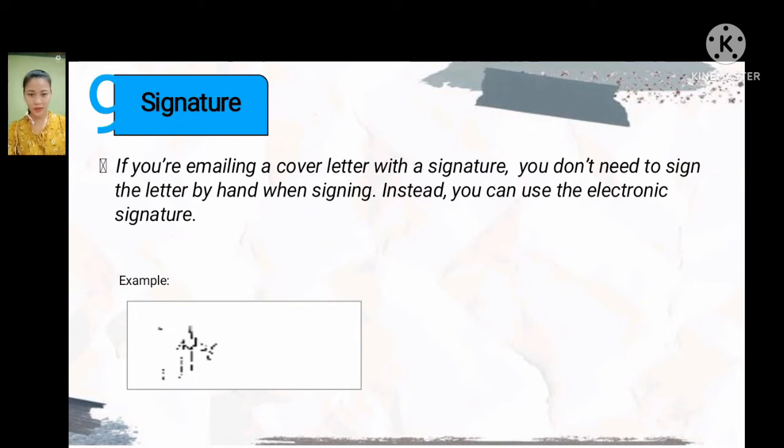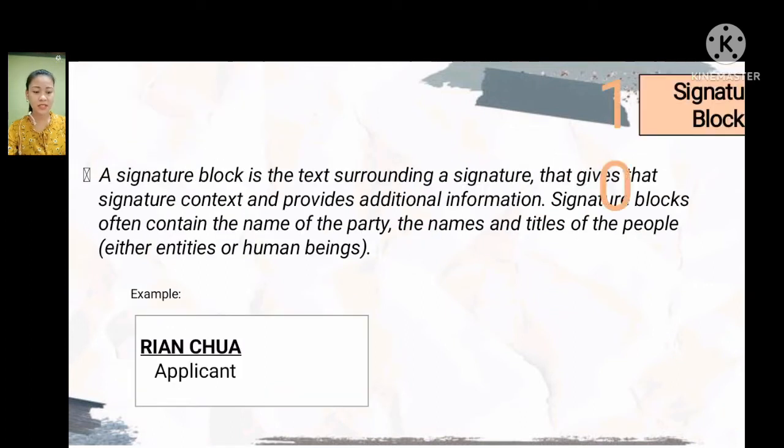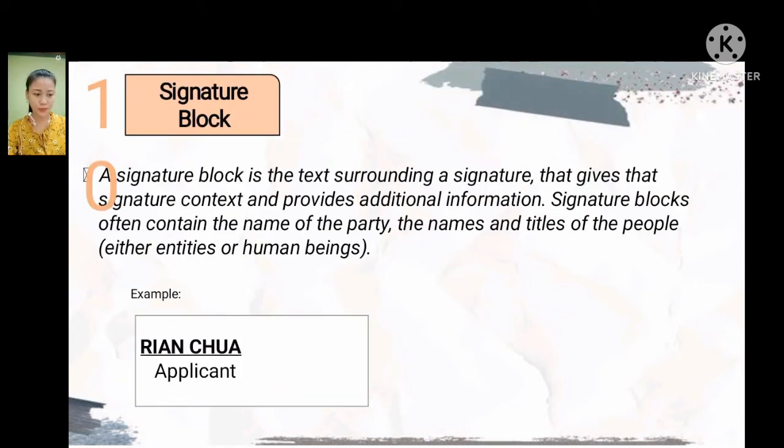Then the last part of the cover letter is the signature block. A signature block is text surrounding a signature that gives the signature context and provides additional information. Signature blocks often contain the name of the sender, and below the name of the sender is the title. Like for this example, we have here Rian Chua, and below stated applicant. Okay, so that's the example of a signature block.